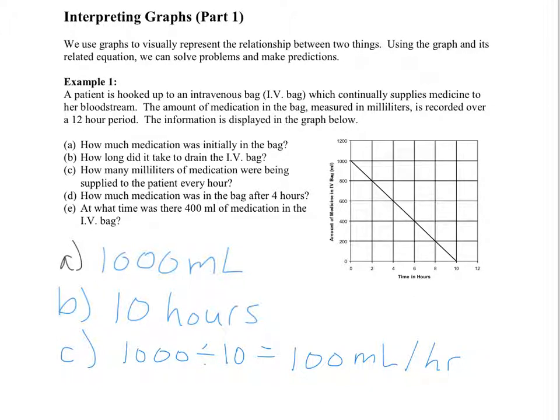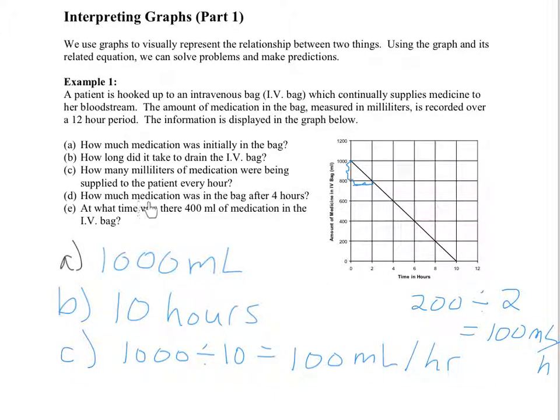The other way to look at it is we know that after 2 hours, it's gone down from 1,000 to 800. So it goes down by 200 milliliters in this period, and that's over a period of 2 hours, which still gives us 100 milliliters per hour. So you can either look at the graph as a whole, or you can just take a portion of it, and you come up with the same answer, 100 milliliters per hour.